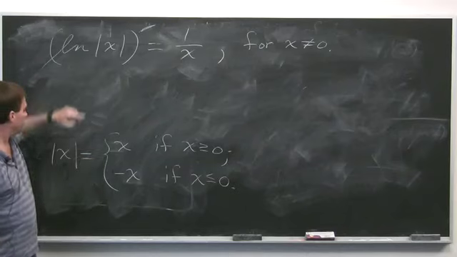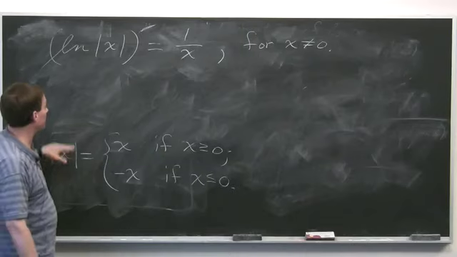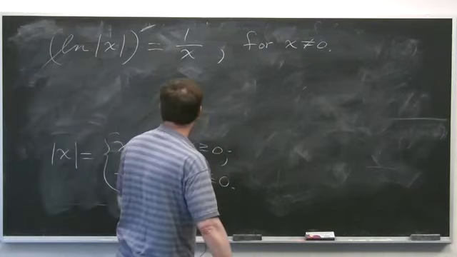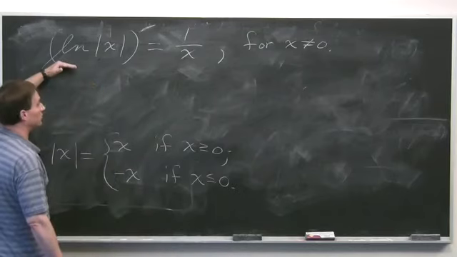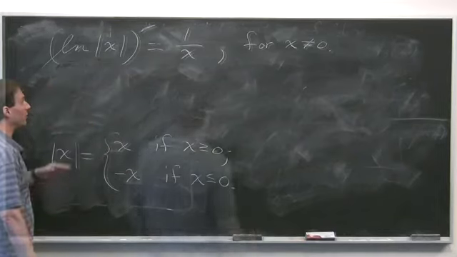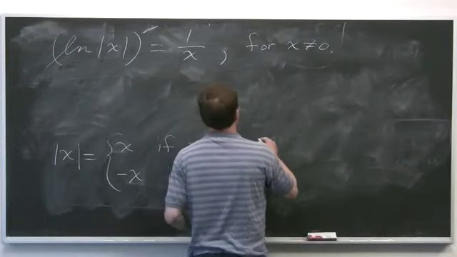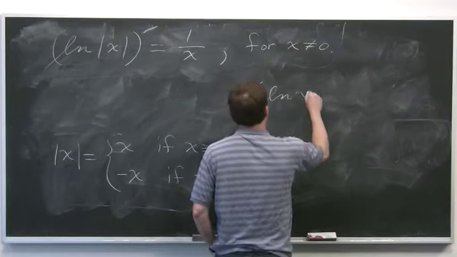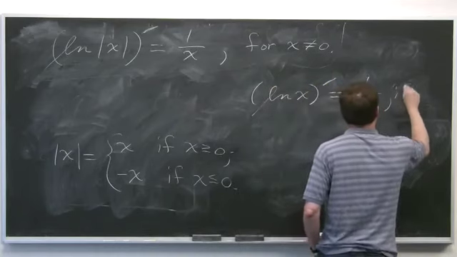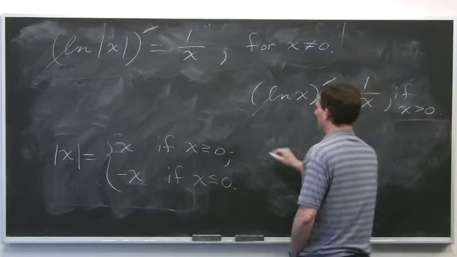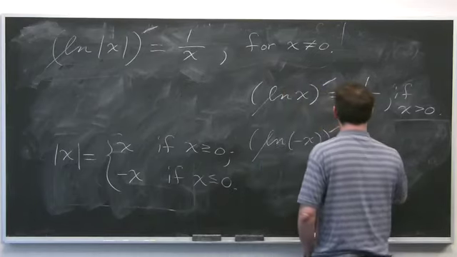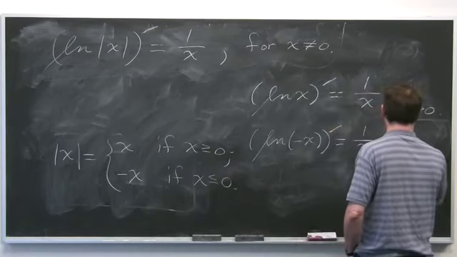And so what this says is if x is negative, the absolute value of x is negative x, and then the derivative is 1 over x. That's what we just saw. And if x is positive, this would say the derivative of natural log of x is 1 over x, which is our formula for the derivative of natural log. So this one formula gives us both our normal derivative of natural log of x formula if x is positive, and it gives us this other derivative formula: the derivative of the natural log of negative x is 1 over x if x is negative.